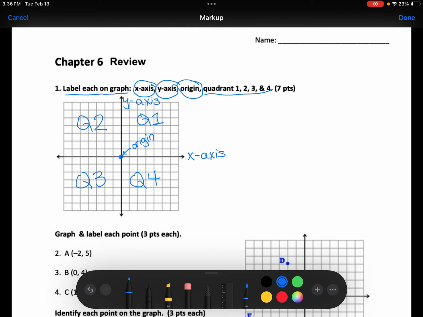Number 1 is exactly like number 1 on the test. I don't know if I said that, but the review is exactly like the test, except I just changed the numbers. So this is worth 7 points, and there's 7 things to label. So if you label all of them, you get your 7 points. If you label some of them wrong, you might get some points taken off.